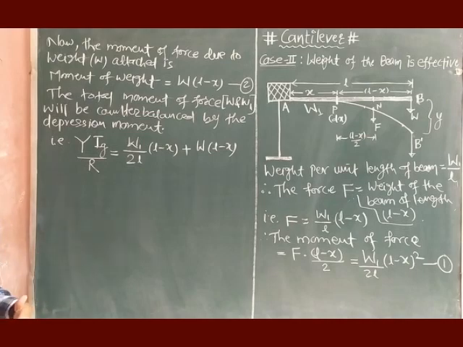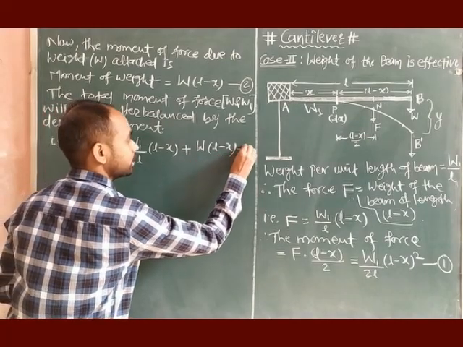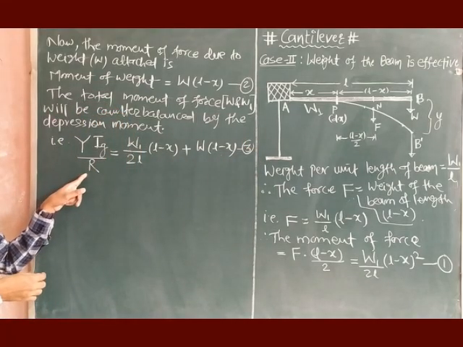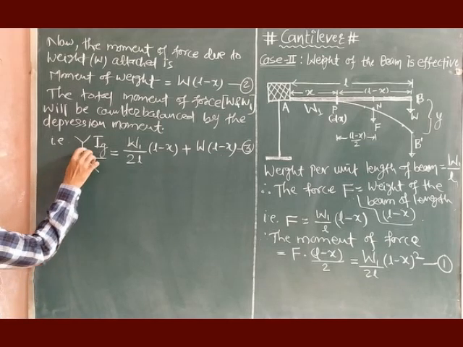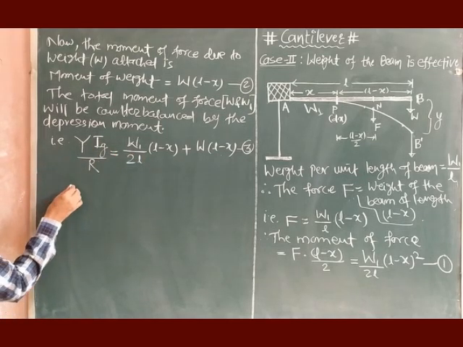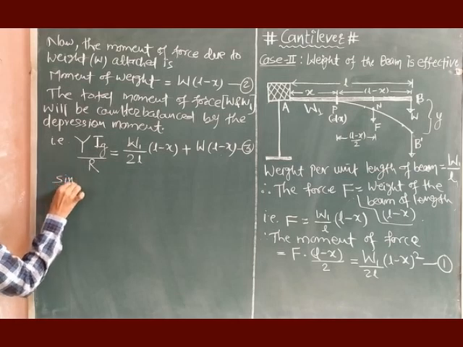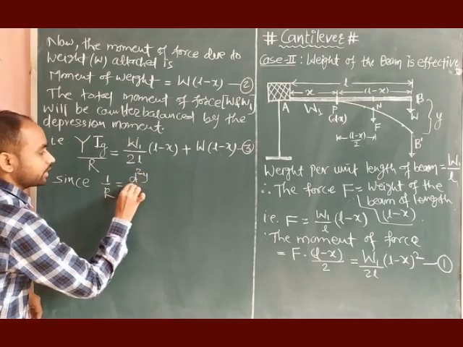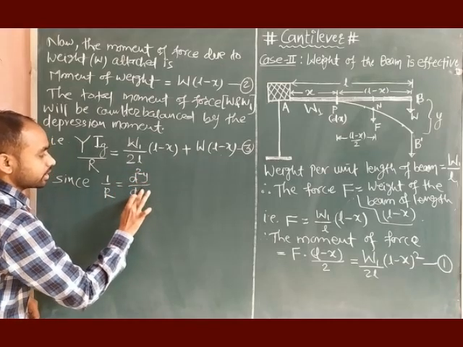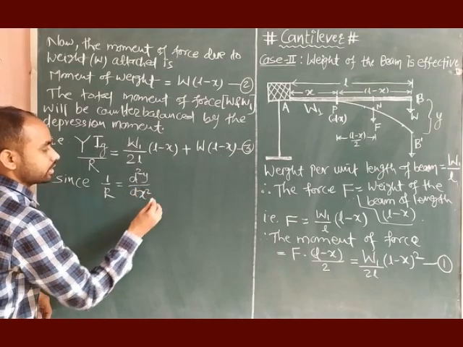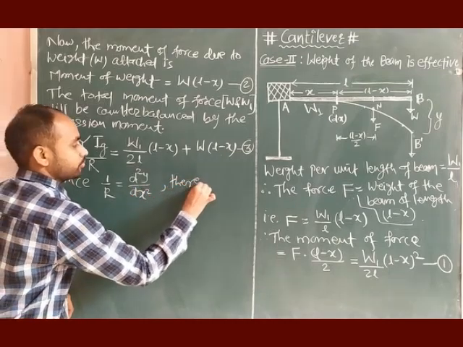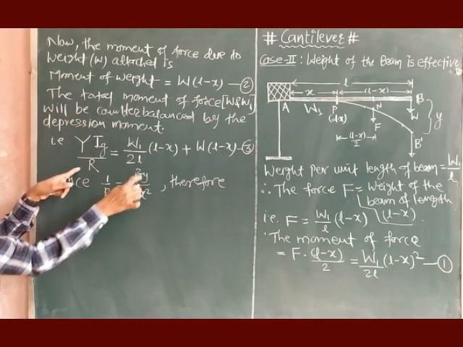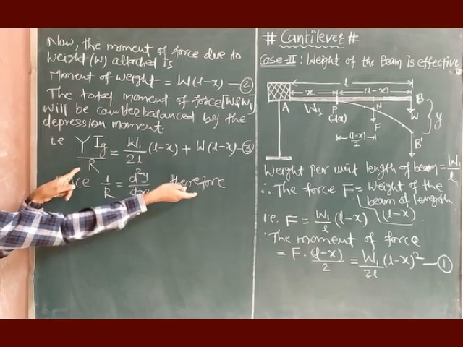Okay, obviously after this, let us give it as equation number 3, and we know the value of 1 by R is d2y by dx square. So let us substitute that value and bring this Yig to the other side. Since 1 by R is equal to d2y divided by dx square, how will equation 3 become? 1 by R is nothing but d2y by dx square, and this Y and I_g let us bring to the other side.